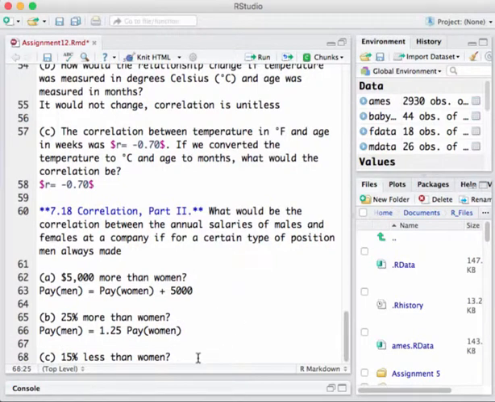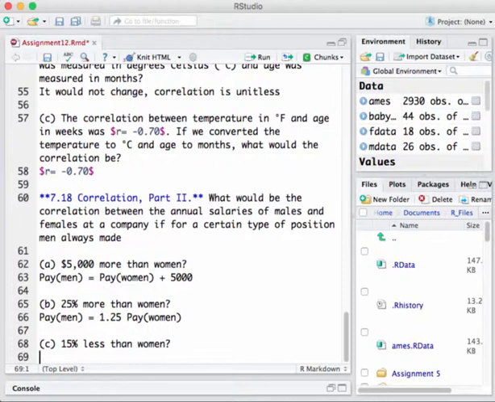And then last but not least, what if the pay for men was 15% less than it was for women? So 15% less would be what? Well, that'd be 85%, so we're 0.85 times the pay of women, although we know that that's not the case, but we'll roll with this. Maybe not, at least not in the United States, right?